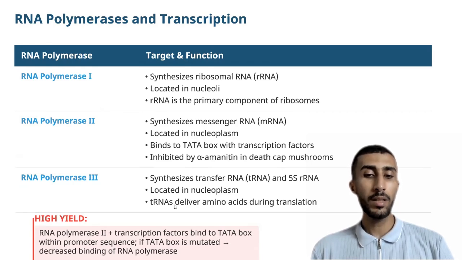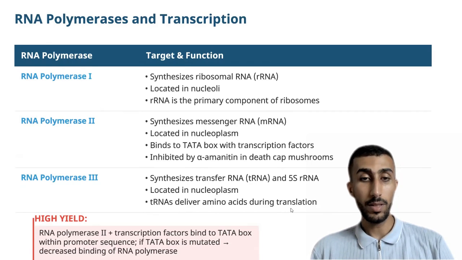This is the vehicle that delivers amino acids during translation. So the ribosome is the main factory, and the tRNA, or transfer RNA, is the vehicle that delivers amino acids for translation, aka protein synthesis.